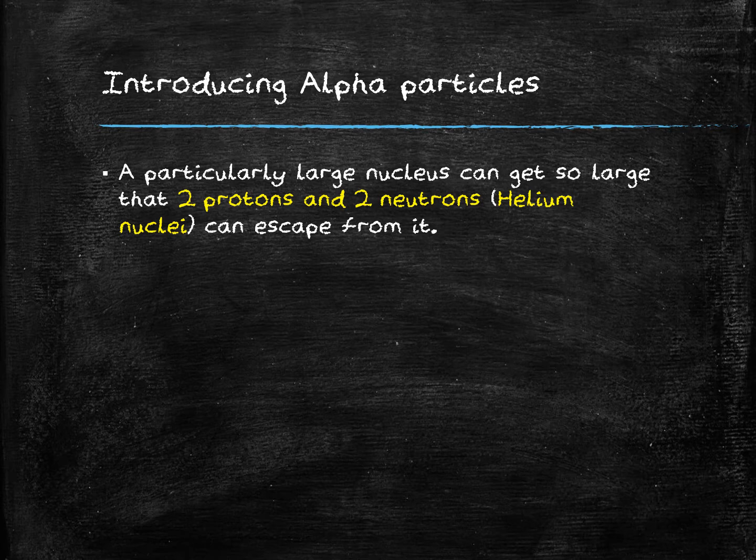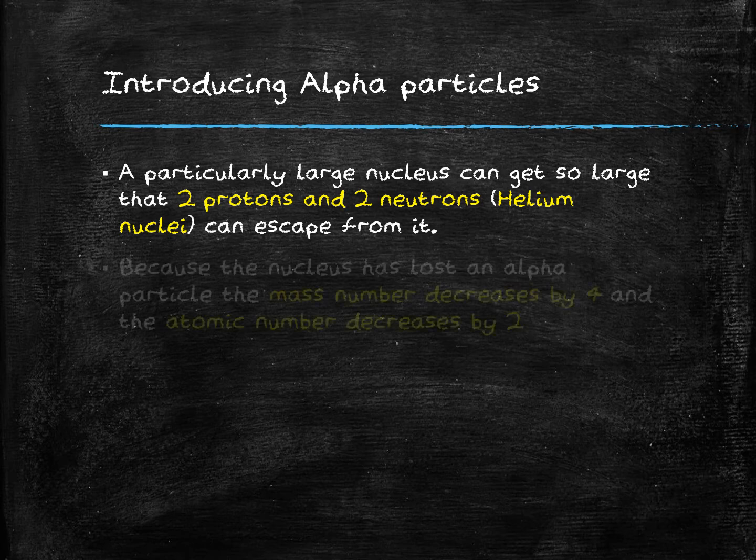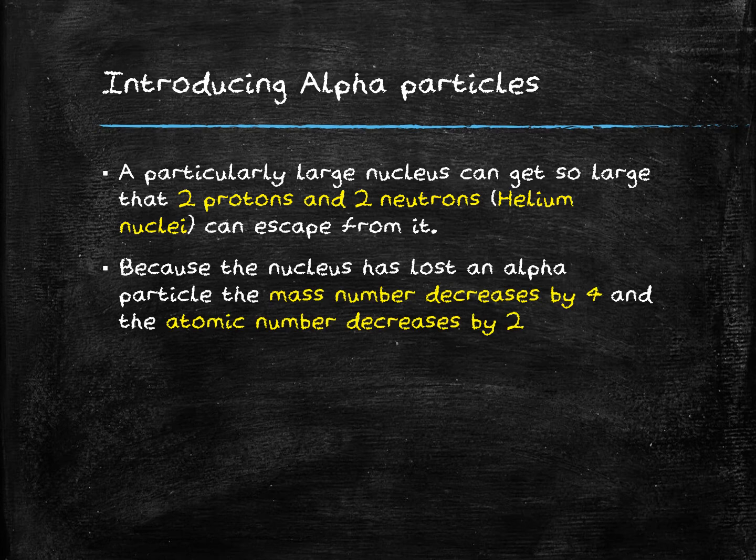The process of it giving those out means that the mass number has decreased by 4 and the atomic number has decreased by 2. That means the atom has changed. It is no longer whatever the unstable element was in the first place. It is now a new, different element because the atomic number has decreased by 2.